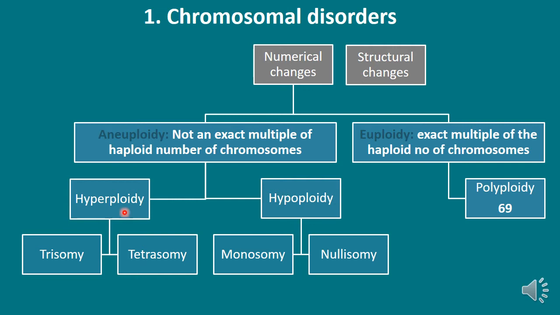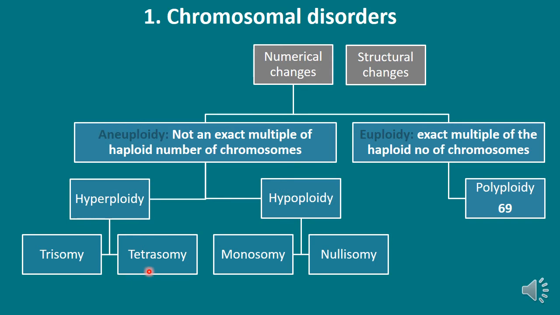If there are additional chromosomes, the condition is called hyperploidy. And if the chromosomes are missing, the condition is called hypoploidy. For example, if we take our 21st chromosome, a normal individual will have only 2 copies of it. If somebody is having 3 copies of the 21st chromosome, it is called trisomy of the 21st chromosome.